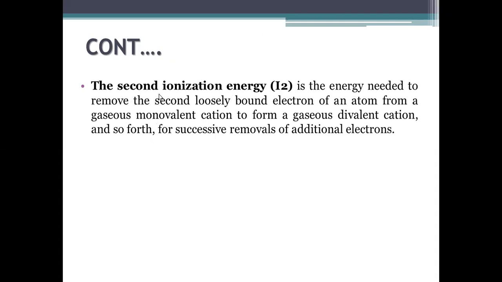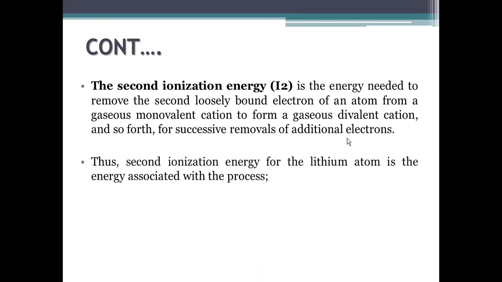Now we are going to step into the second ionization energy. It happens after the first ionization energy. Therefore, it is the energy to remove the second loosely bound electron of an atom from the gaseous monovalent cation to form a gaseous divalent cation, and so forth for the successive removal of additional electrons. Thus, the second ionization energy for the lithium atom is the energy associated with the process.